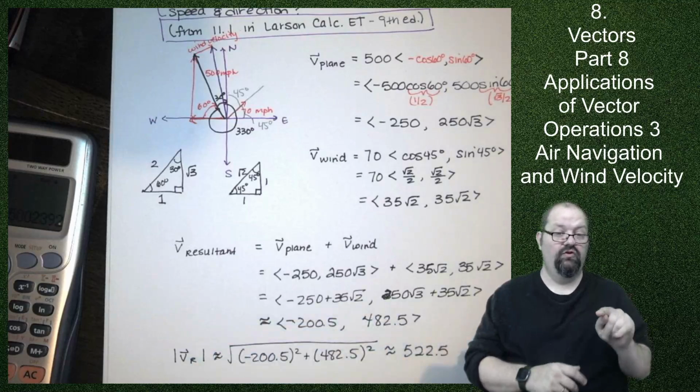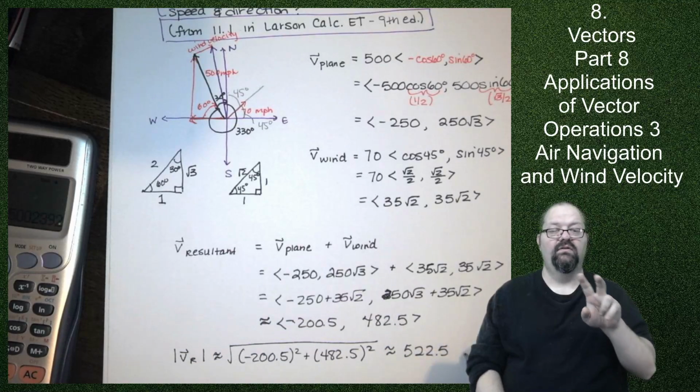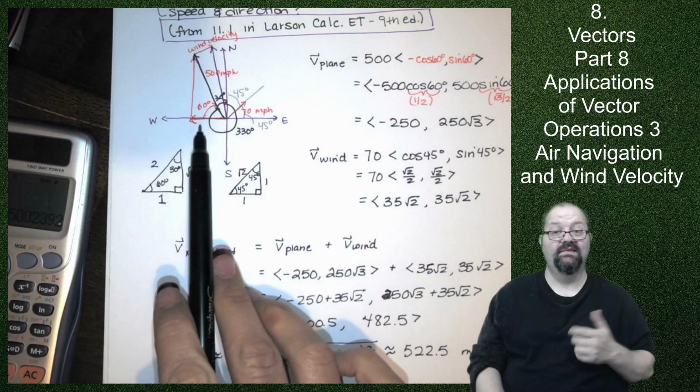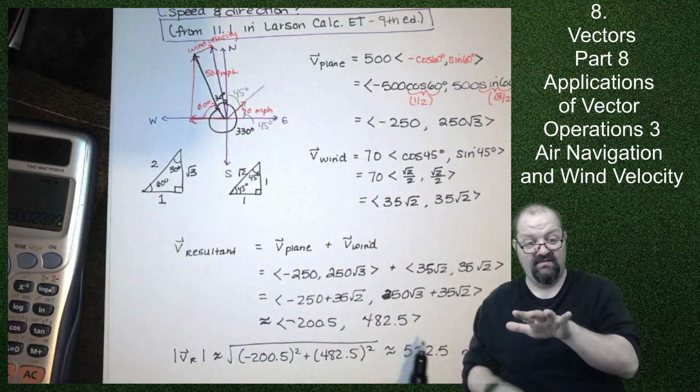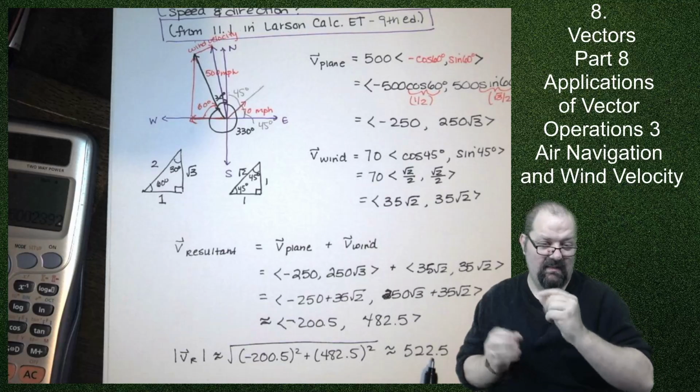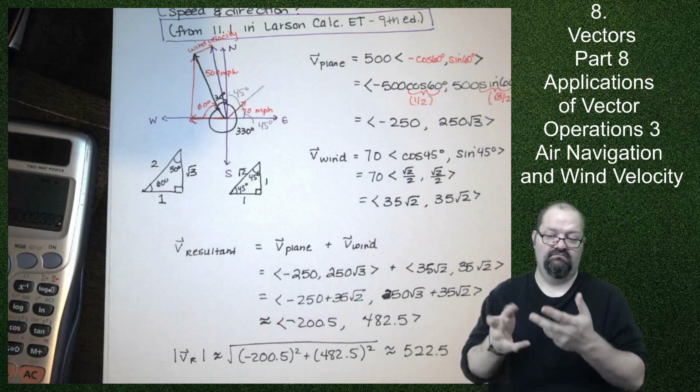So this is a speed of 522.5 miles per hour. So we started with a speed of 500 going that way, and now we have, with the wind, adding a little bit of speed, we end up with 522.5 miles per hour.